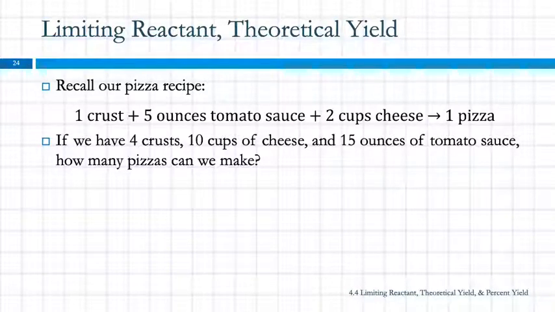So now we're going to talk about limiting reactants. And so we're going to go back to the pizza example. And there's our recipe: 1 crust, 5 ounces of sauce, 2 cups of cheese makes 1 pizza. So now we're going to look at not just what if we had 10 cups of cheese, but what if we have 4 crusts, 10 cups of cheese, and 15 ounces of tomato sauce? How many pizzas can we make?